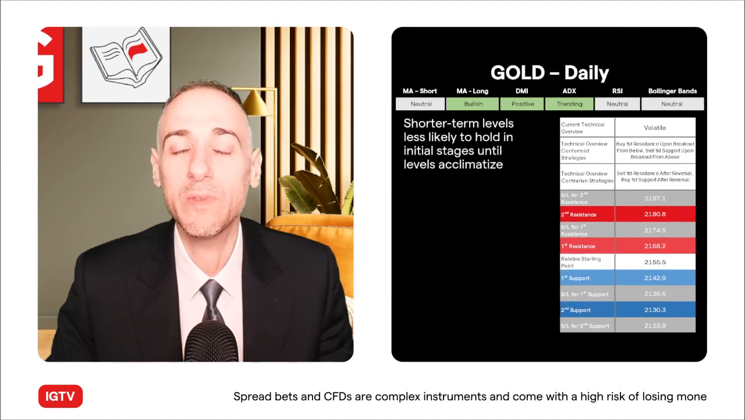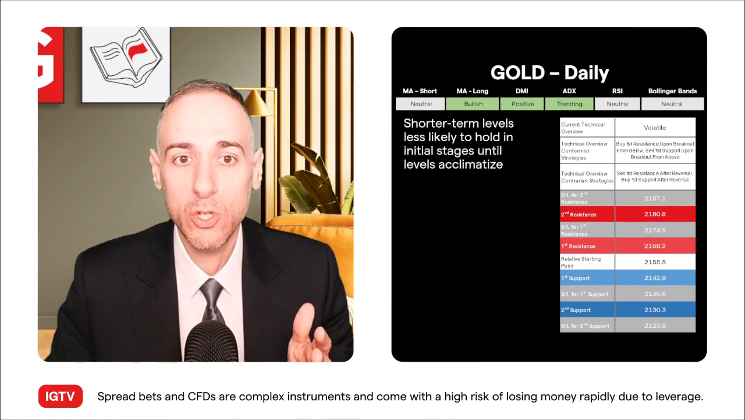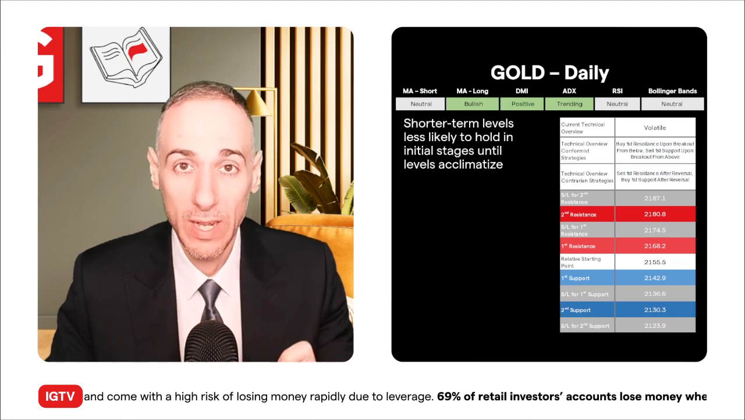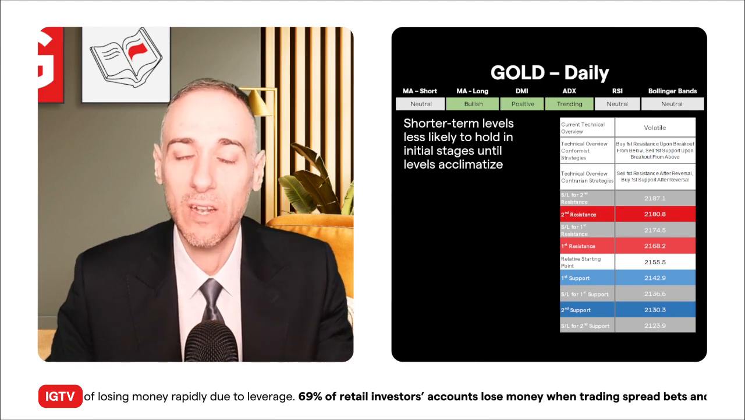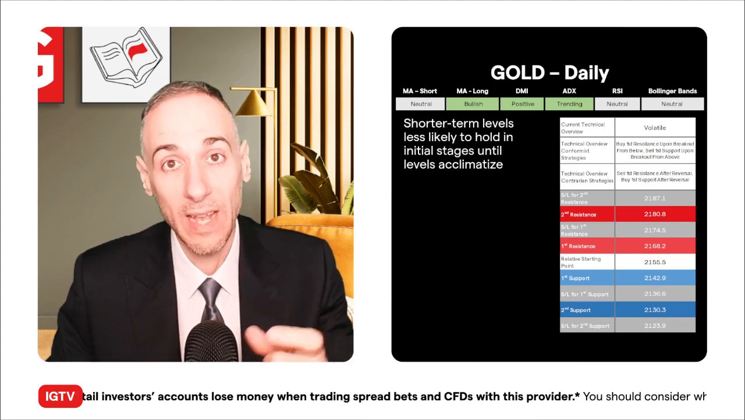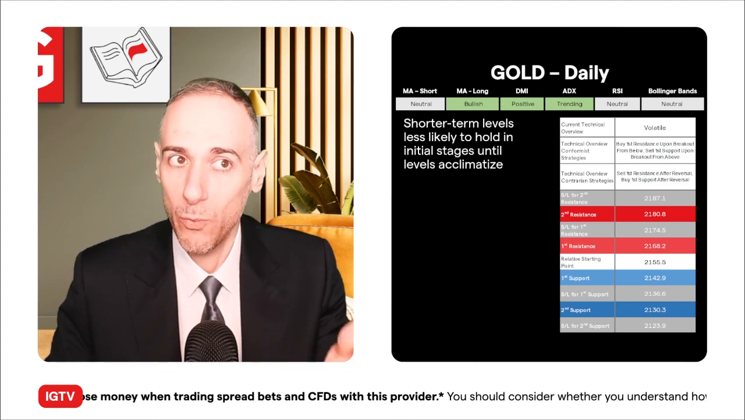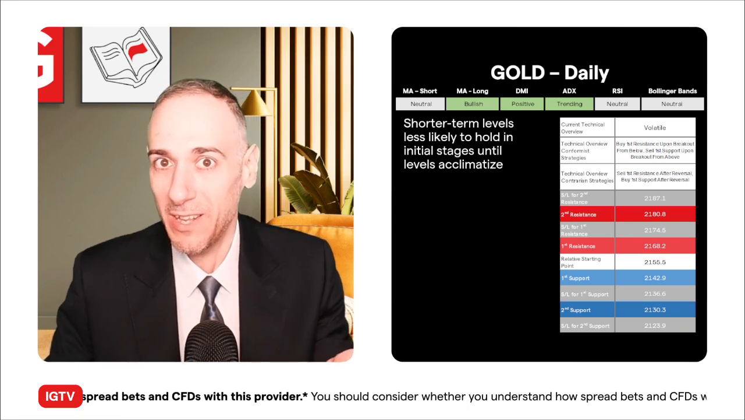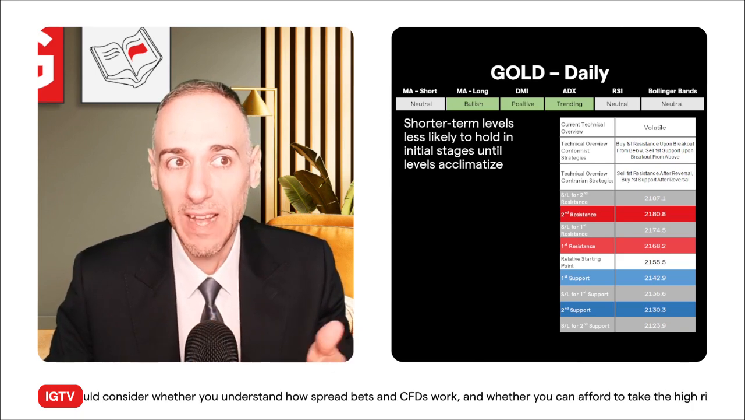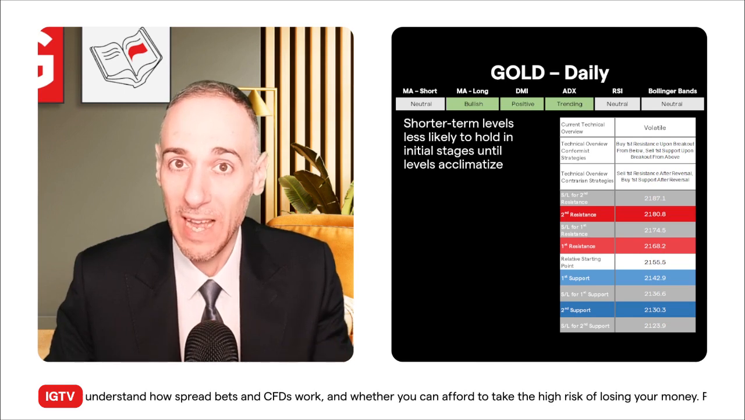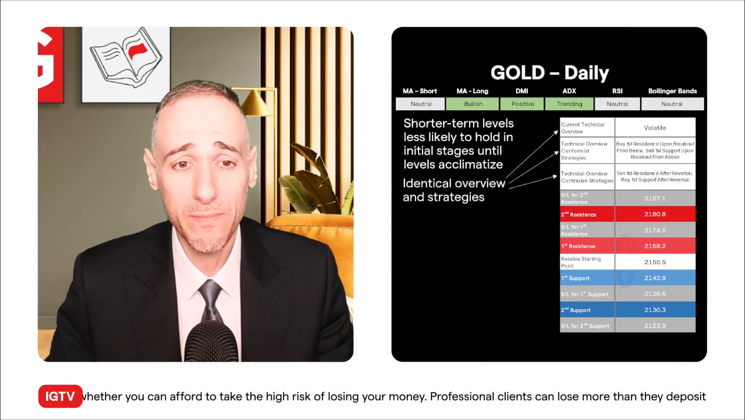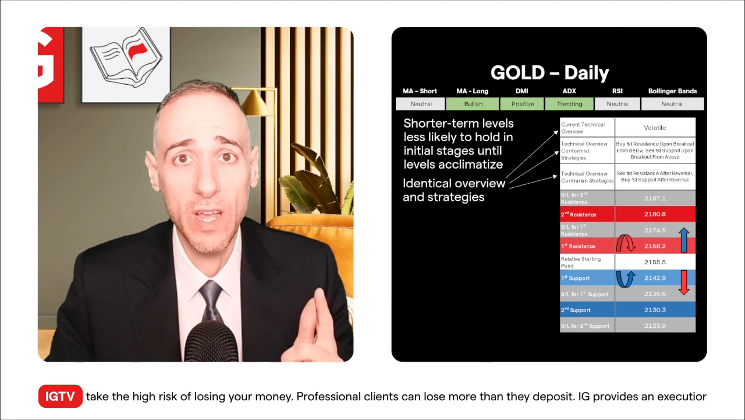What about the daily time frame? Similar overview, though shorter term levels are less likely to hold in the initial stages of volatility. When you get that initial burst of volatility, levels are less likely to hold, but they do adjust a lot more quickly on the daily time frame compared to the weekly, because the weekly needs more time. If you're taking it off the past 10, 30, 50 weeks, for example, that's going to take more time to adjust compared to 10, 30, or 50 days, depending on the calculation of those levels. Otherwise, the overview and strategies are going to be identical.